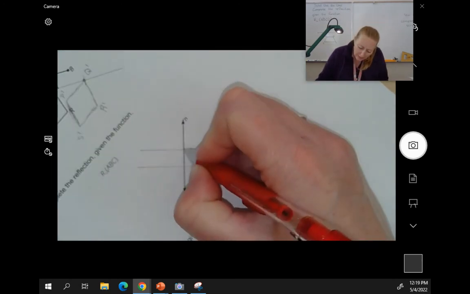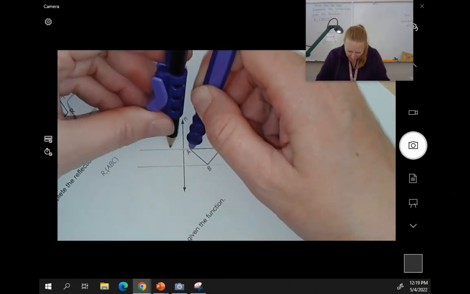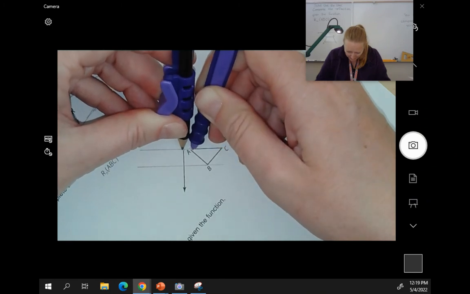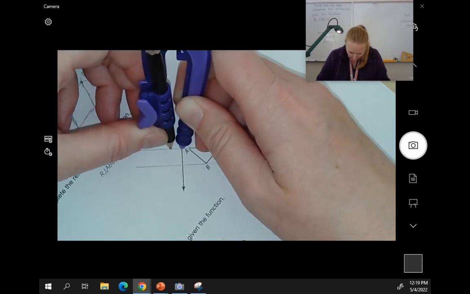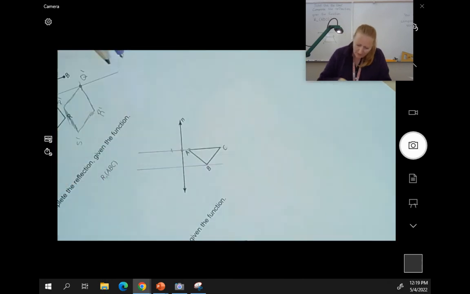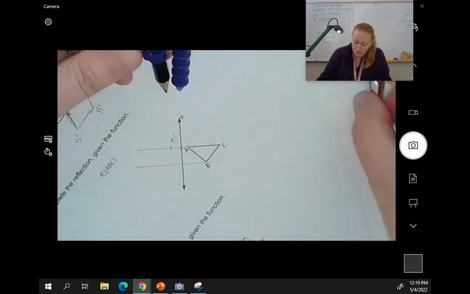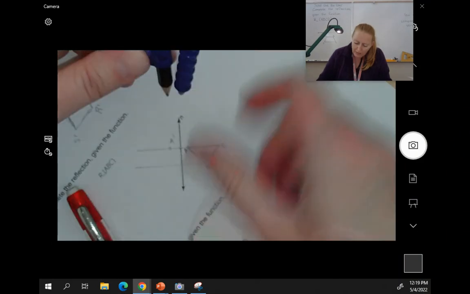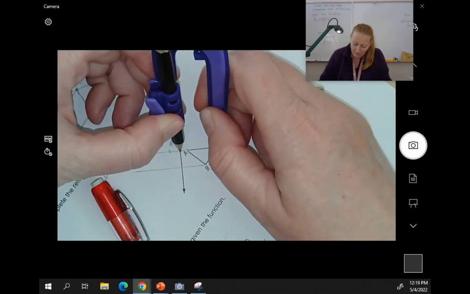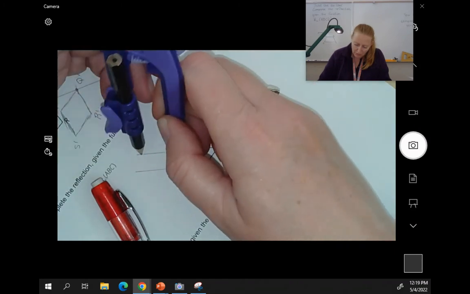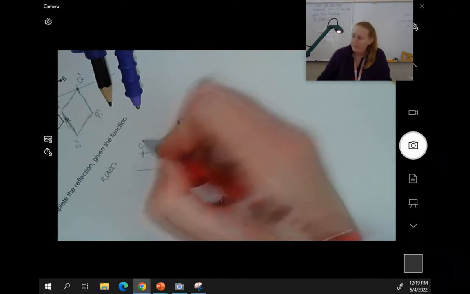Here's A, and it hits in the middle. Grab my compass. Ooh, I don't even know if my compass can measure that. It's so tiny. So A to the middle, my compass can't quite do it. Poor little compass. It's too close. We'll call that A prime. And then I measure from C to my line of reflection, so stabby guy on C, pencil in the middle, and then I hop over and make a matching mark. Cool. I'm going to call that C prime.